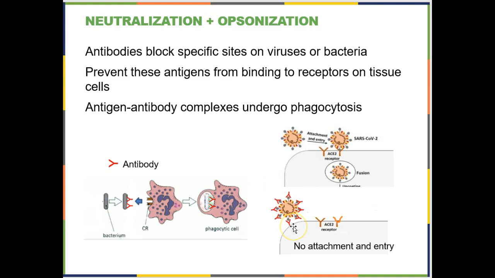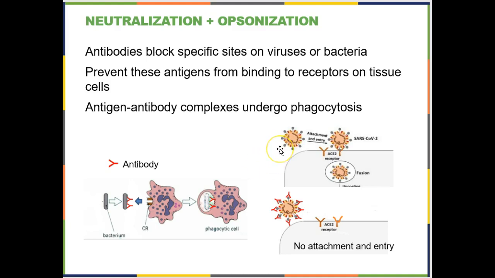So an antibody can stick to any protein on the surface of the cell, or of the pathogen. But if it sticks to an important protein on the surface of the pathogen that prevents it from doing its job, we call that neutralization.